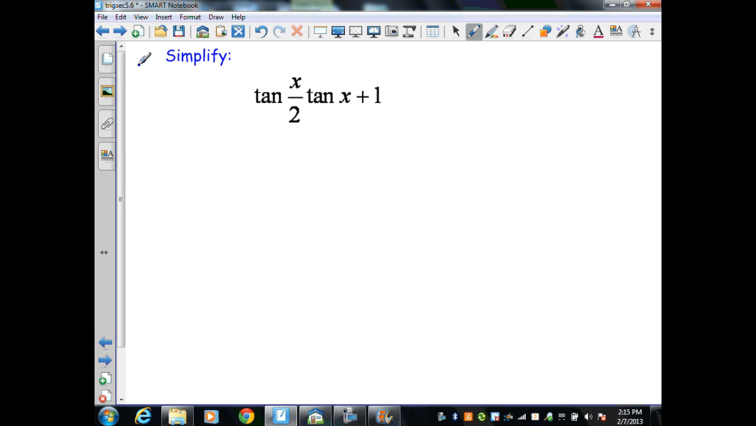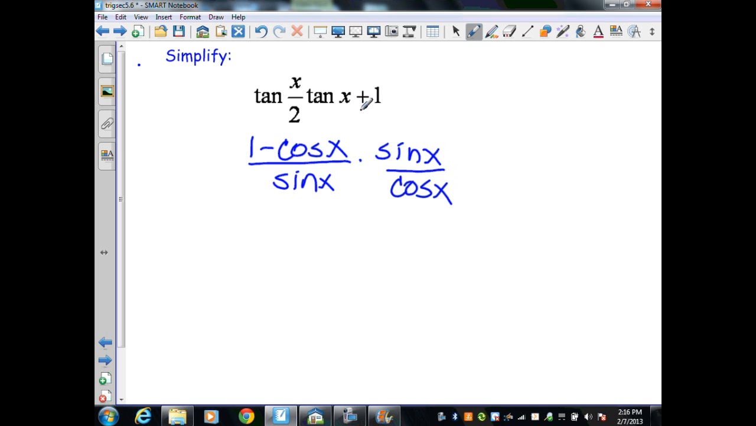Here they want me to simplify this expression. I know that I have the tangent of x over 2 times the tangent of x plus 1. I have a half angle identity for tangent of x over 2, so I can just substitute that value in. I'm going to use 1 minus cosine x over sine x. I decided to use that one because I know an identity for tangent of x. That happens to be the sine of x over cosine of x. And don't forget the plus 1.